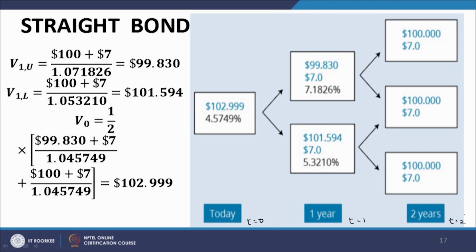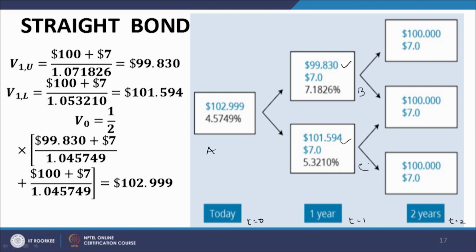So, we get 2 values corresponding to these 2 interest rates, these 2 discount rates, by discounting 107 at 7.1826%. We get a valuation of $99.830, and if we discount 107 at the interest rate of 5.3210%, we get a valuation of 101.594. Let's call this node A, this node B, and this node C for the purpose of identification. So this is the value of the bond.